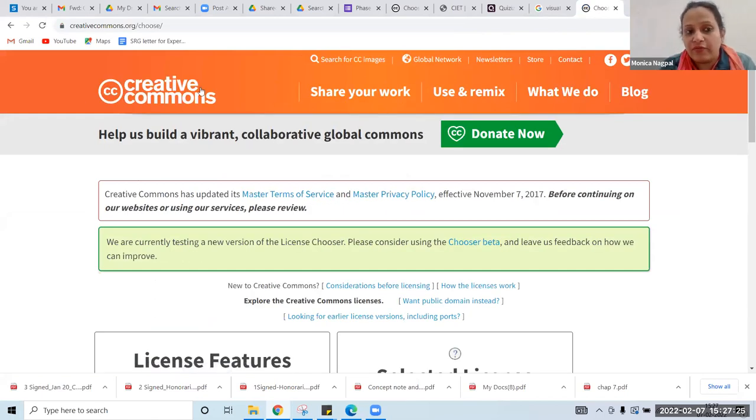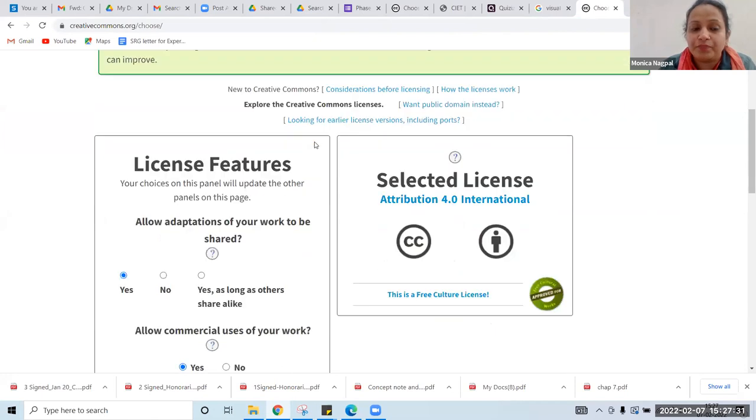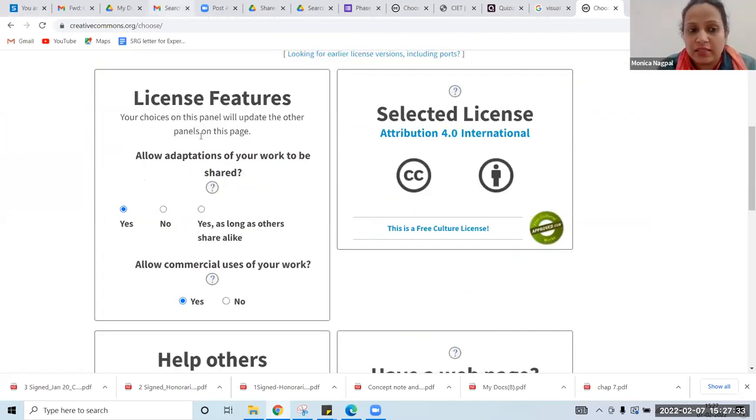Now, this is a Creative Commons page which has opened. You can learn more about Creative Commons itself from here. But now you can see, for example, these are the license features which you have to give. Say I have clicked an image. It is asking, allow adaptations of your work to be shared. Adaptations means I am allowing them to make changes to the image. So if I say yes, or I want to say no, the license here will change.